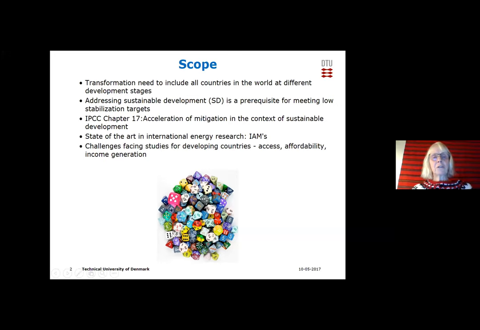So what I will do is to share a few examples with you of how international energy research, in terms of integrated assessment models, has assessed synergies and trade-offs between low stabilization scenarios in the energy sector and the sustainable development goals. And then I will also spend some time discussing how this could be done in the context of developing countries, where access to energy, affordability and income generation are key objectives.